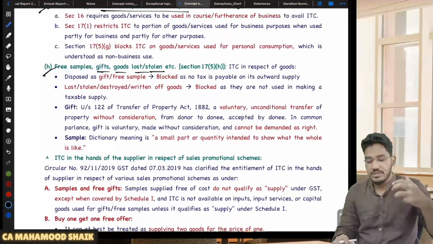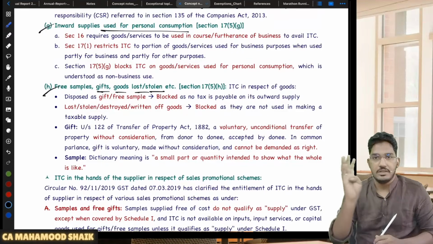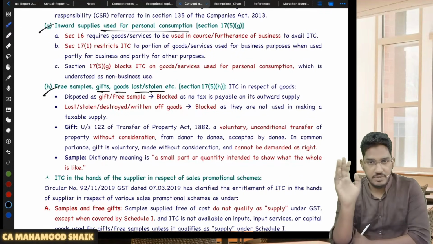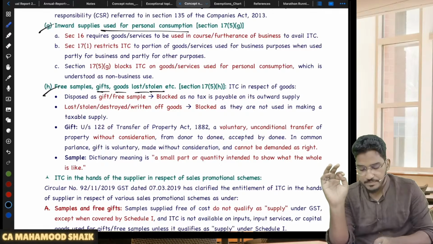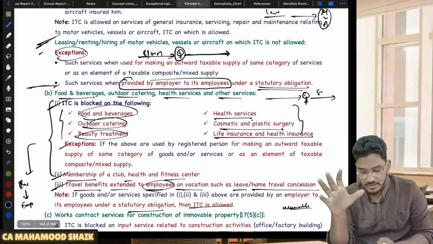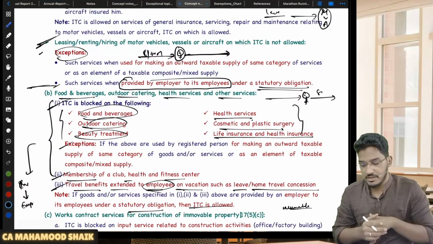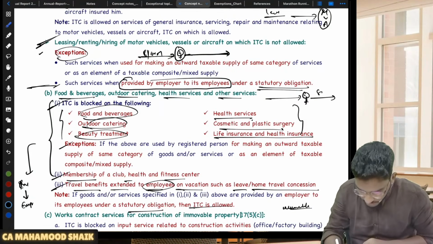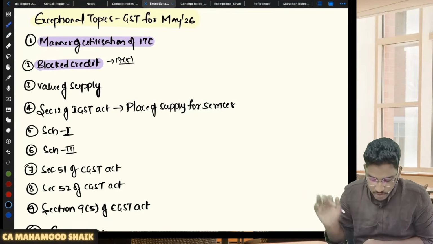Okay, so the first few things are very important from the examination point of view: motor vehicles, vessels and aircrafts, immobile properties, and also food and beverages and some such services. These three are very frequently tested from the examination point of view. Okay, right. So one more exceptional topic we have covered.